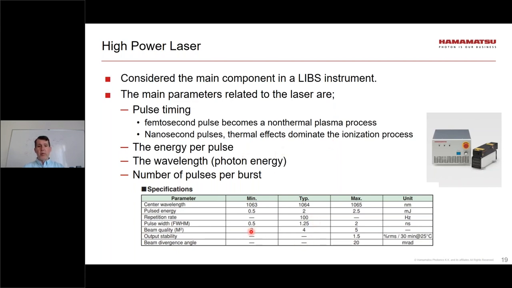There's a table of specifications from a typical solid state laser that is emitting at 1064 nanometer, and it shows the energy in the pulse, the wavelengths, and the number of pulses that the laser can produce.